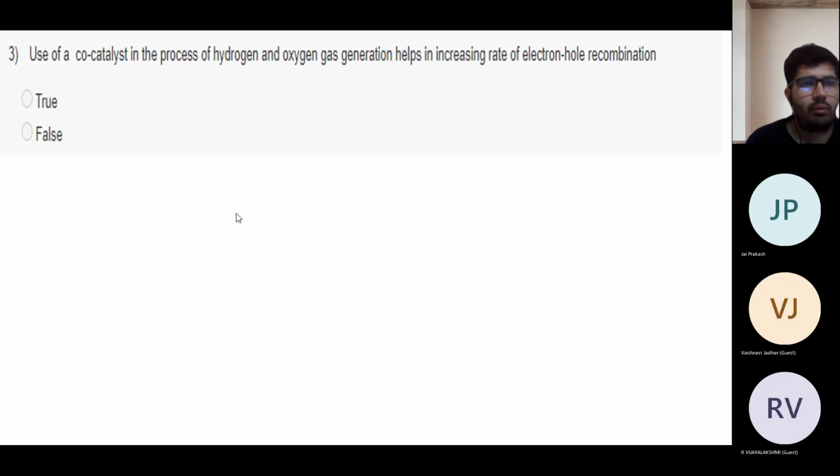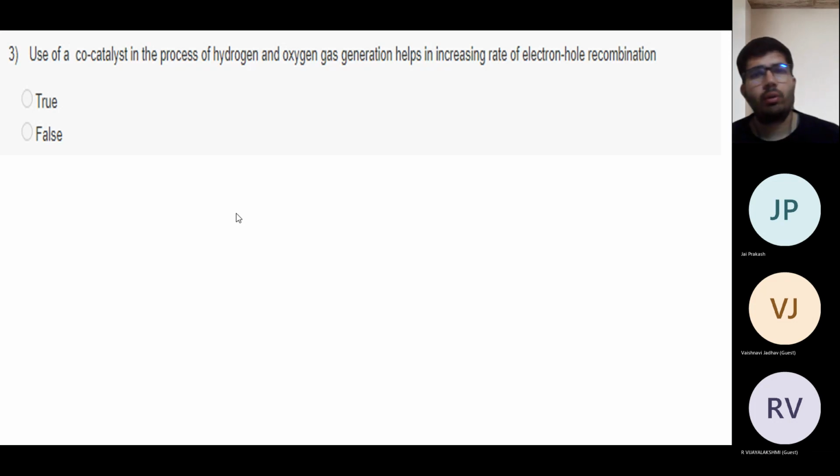But basically, the question is, what is the work of this co-catalyst? Is it increasing the electron hole recombination or is it decreasing? Is it true or false? What is the main role of the co-catalyst? Why are we using this co-catalyst? Reduces hole pair recombination. To decrease the recombination. Yeah, correct.